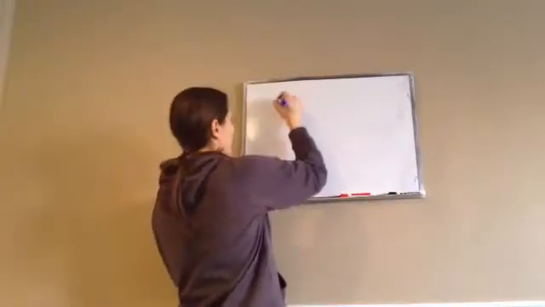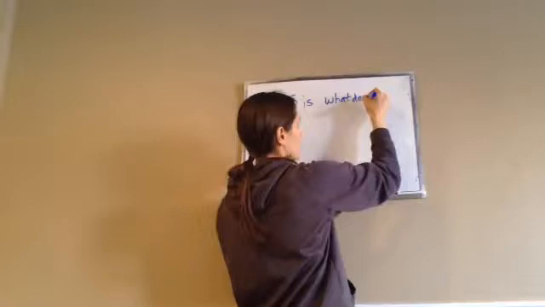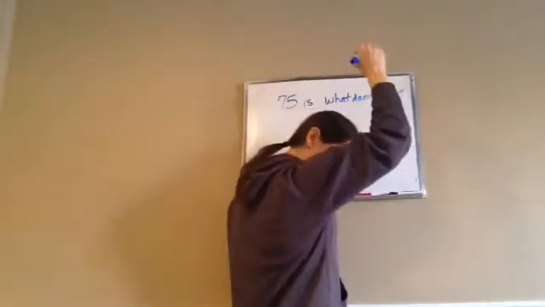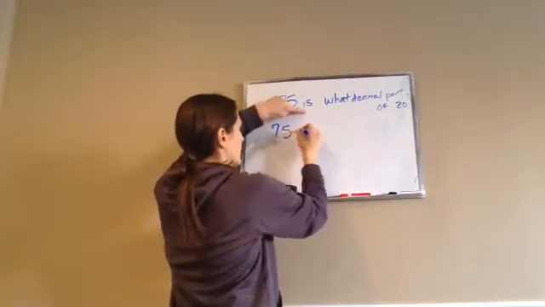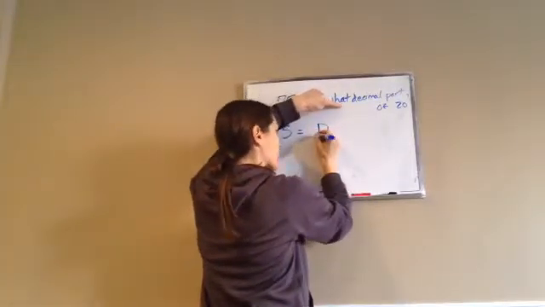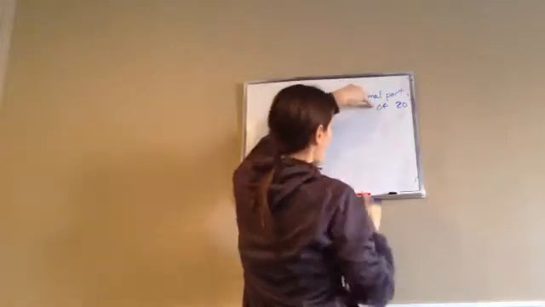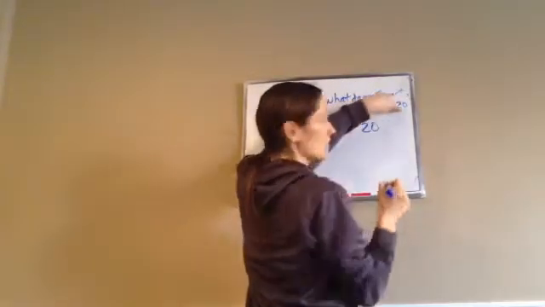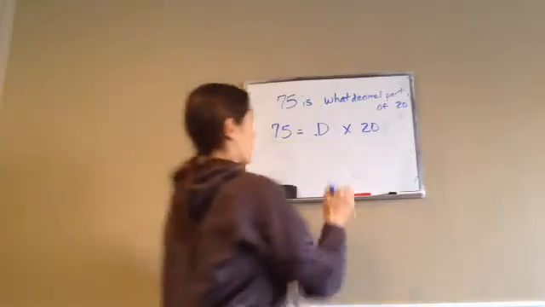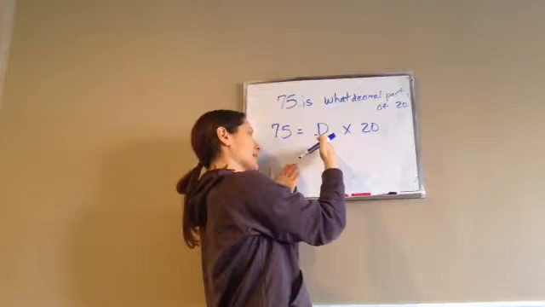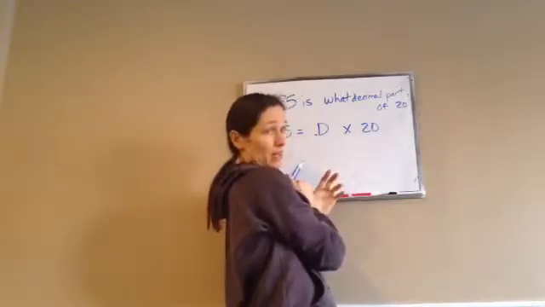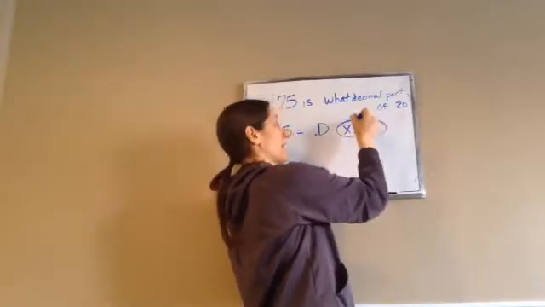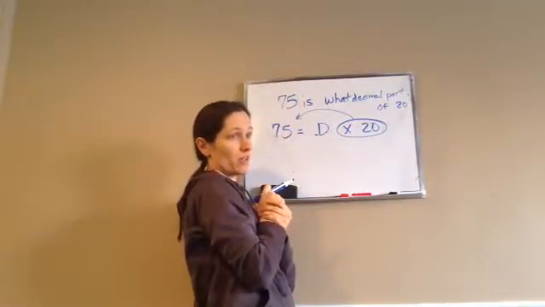Okay? 75 is what decimal part of 20? All right, so help me out. 75 equals D, I'm going to put a D and a period to show that it's a decimal number, times 20. Got it? Does that look right? Okay, now, we're trying to get the D by itself so that we can see D equals this. So, what else is with my D? Times 20. If I want to get rid of that, can I move it across the equal sign and do something with it? Yes.